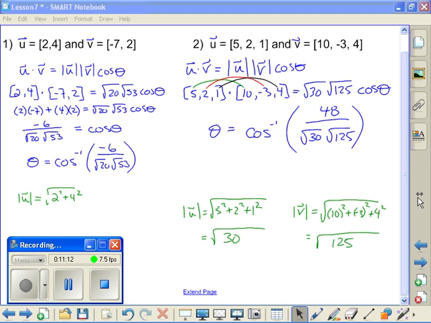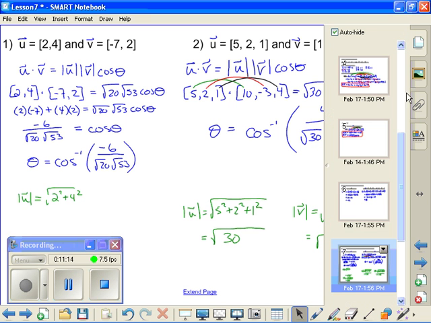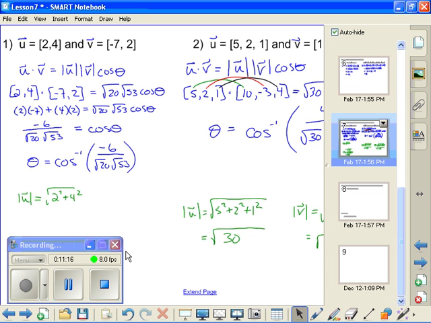All right, and I'll finish up the examples in the next segment. And we're almost finished. Just one more quick example.